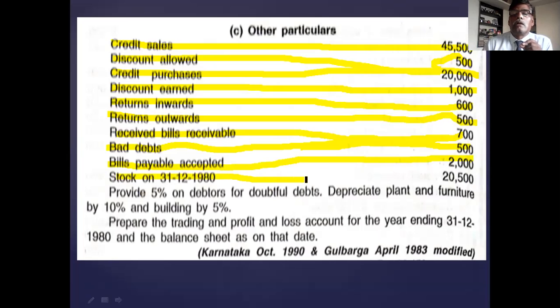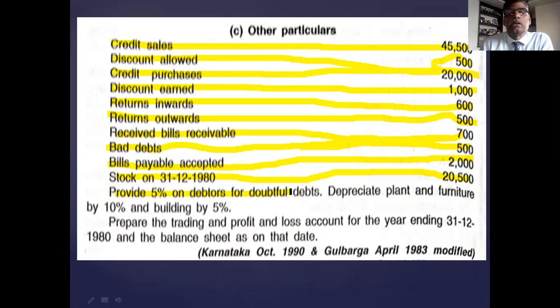Then closing stock. Closing stock comes in the trading account credit side and balance sheet asset side. Clear? Then provision on debtors for doubtful debt, RDD adjustment. RDD first comes in the P&L account. Then you have to take it in the balance sheet, asset side, deducting in the debtors.